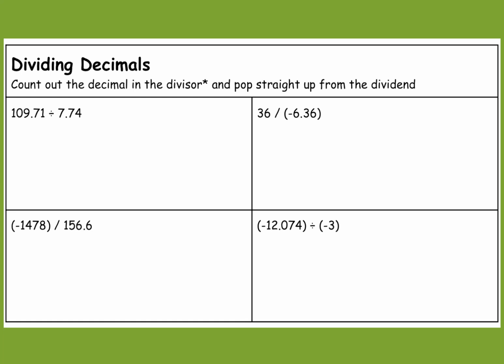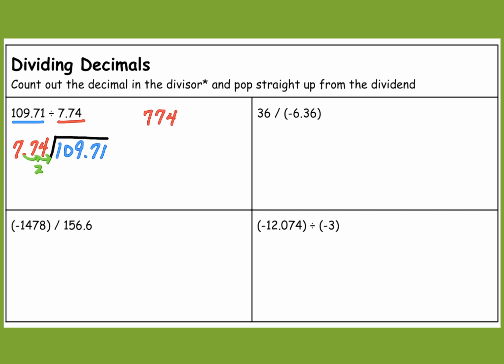In this next section, our goal is to divide decimals. Remember, count out the decimal in the divisor and pop straight up from the dividend. Here we have 109 and 71 hundredths divided by 7 and 74 hundredths. So we write the 109 and 71 hundredths inside divided by the 7 and 74 hundredths on the outside. First, we move that decimal 2 spaces to the right. 1, 2. This is moving the decimal from our divisor, and this will give us the value of 774.